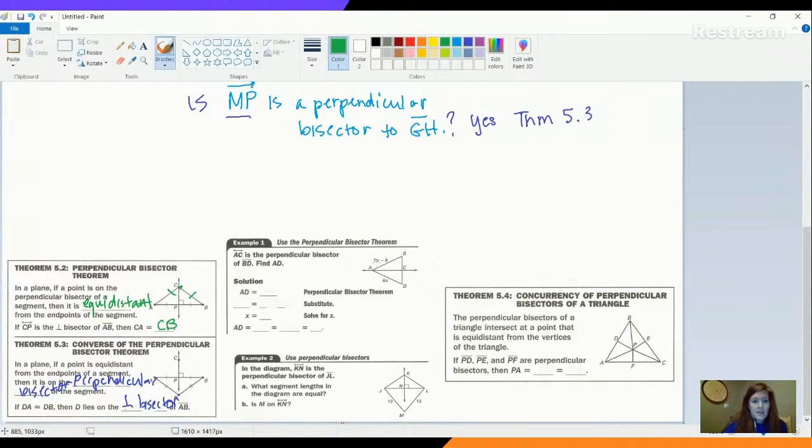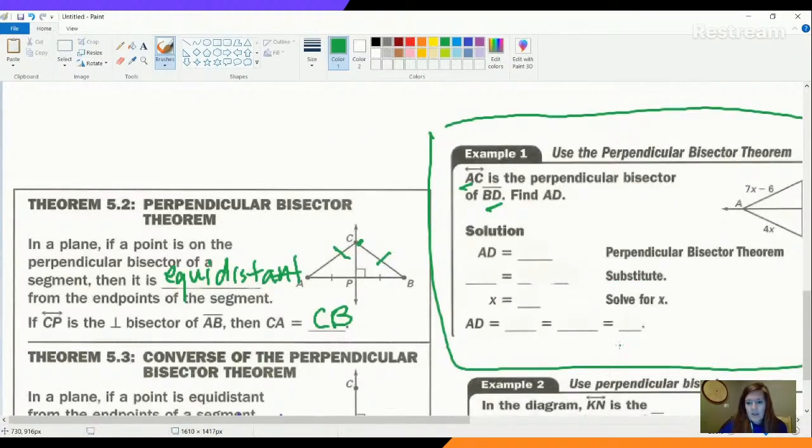Okay, so let's look at example number 1, which is right here. And we see here it says AC is the perpendicular bisector of BD. Find AD. So we want to find the length here. So if I know AC, let me make this a little bigger actually. Let's see what we're doing. All right, there we go.